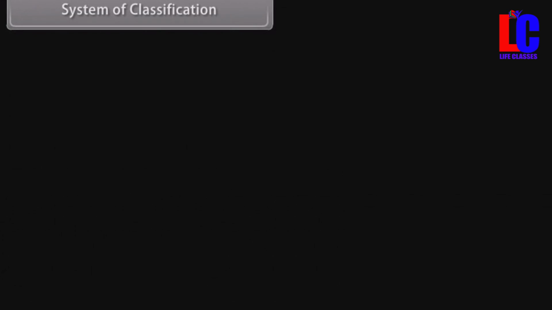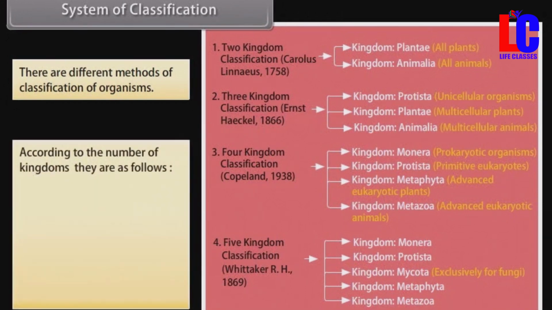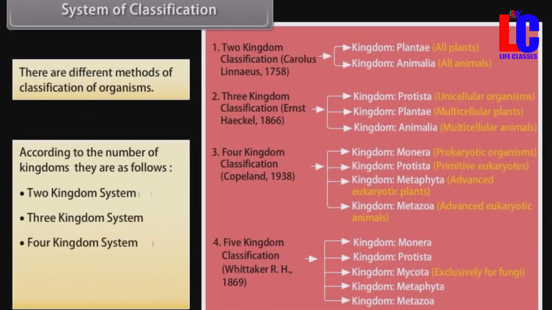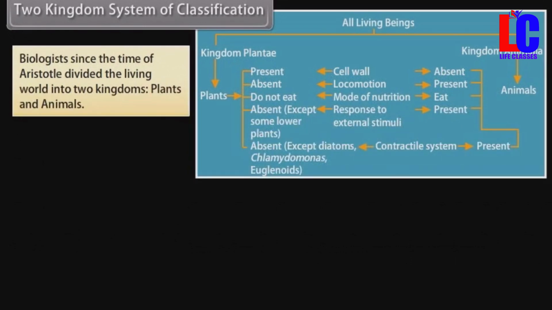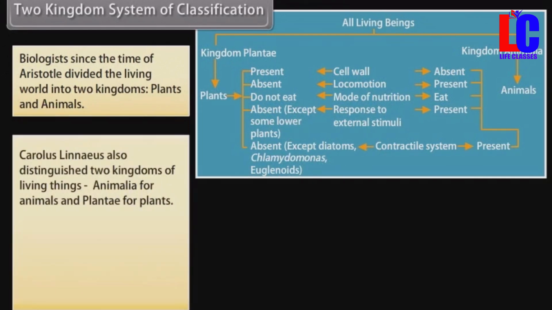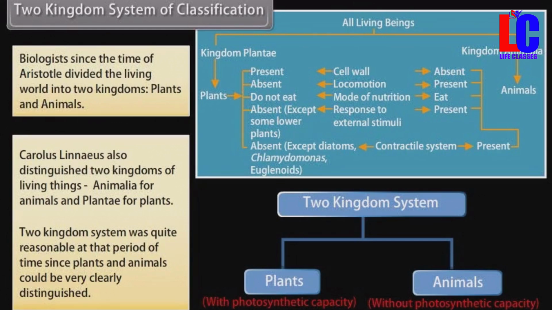System of classification. There are different methods of classification of organisms. According to the number of kingdoms, they are as follows: two-kingdom system, three-kingdom system, four-kingdom system, five-kingdom system, six-kingdom system. Two-kingdom system of classification. Biologists since the time of Aristotle divided the living world into two kingdoms, plants and animals. Carolus Linnaeus also distinguished two kingdoms of living things: Animalia for animals and Plantae for plants. Two-kingdom system was quite reasonable at that period of time, since plants and animals could be very clearly distinguished.